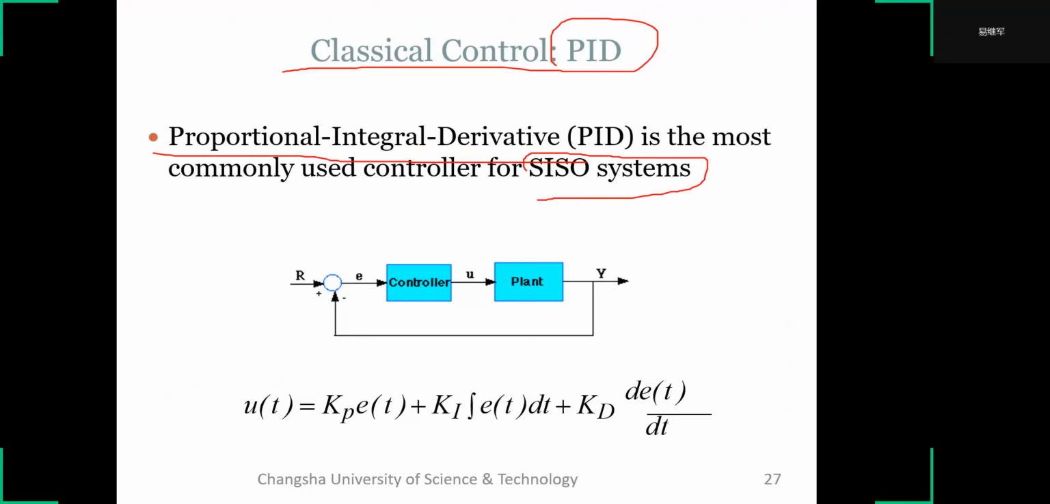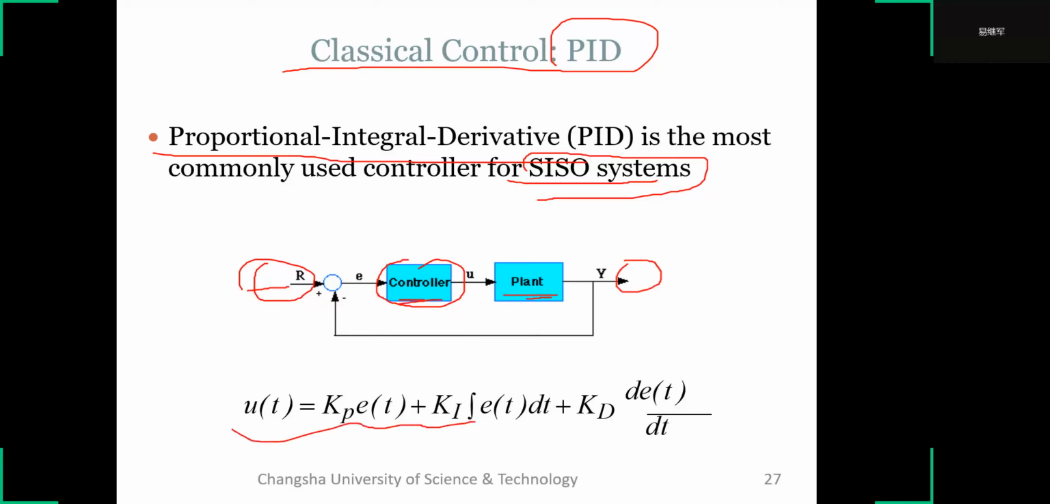This is a diagram for the PID control. This is the PID controller. What are SISO systems? SISO are single input, single output systems: one input, one output. In single in, single out systems, PID control works fine. Use this PID controller to control the plant.